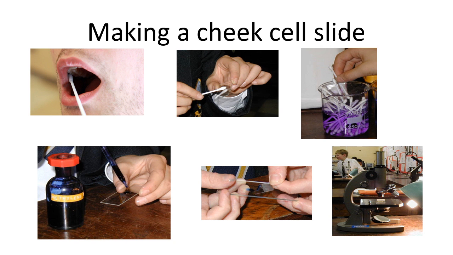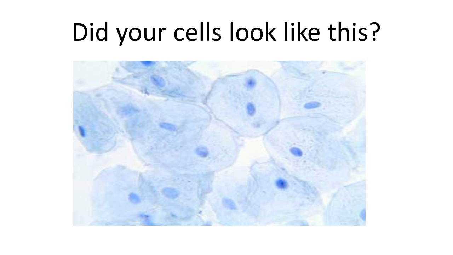So let's have a look at this sort of thing. There we are. That's what a cell really looks like under a microscope. So you can make out the membrane and the nucleus, but we won't spend too much time looking at that.